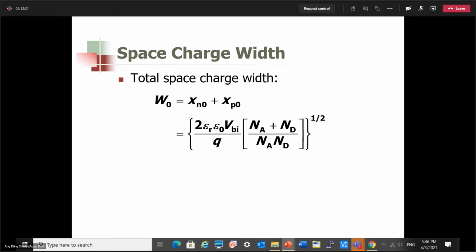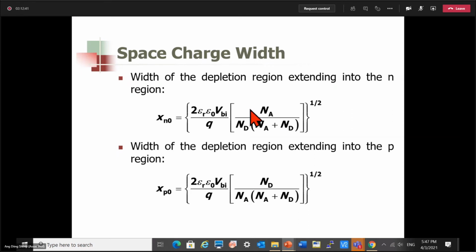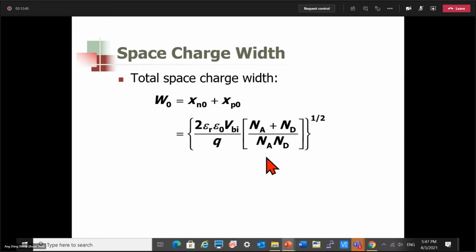Before that, just to obtain an expression for W0, which geometrically can be written as xn0 plus xp0. So you just add up these two expressions here, and after some simplification, you should be able to arrive at this expression. So I strongly encourage you to try that out yourself. Algebraically, it is not difficult. All right, so please try that out yourself.